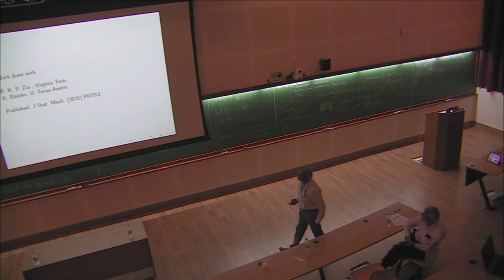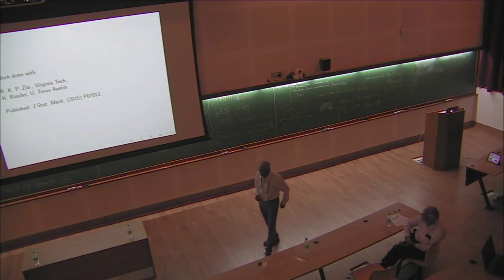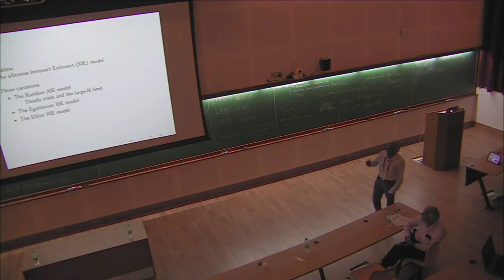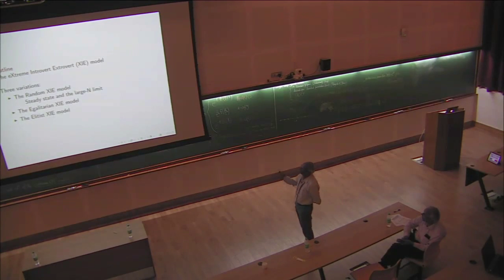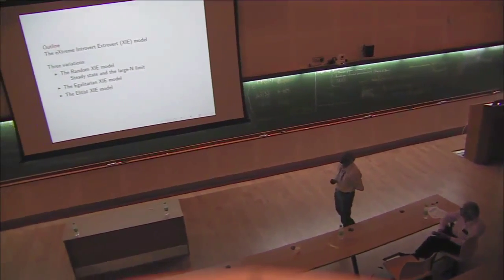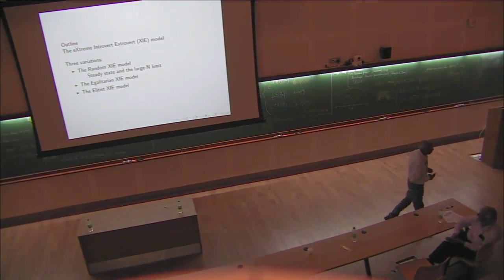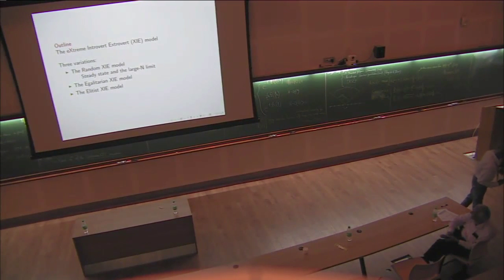Details can be found in this published article, but I'd like to describe to you roughly what we have done. The model we discussed we have just called the extreme introvert-extrovert model. It is a model of a social network in which there are two types of agents. One are called introverts, one are called extroverts, and they are extreme introverts or extroverts. The introverts don't want any contacts. Extroverts want as many contacts as possible.